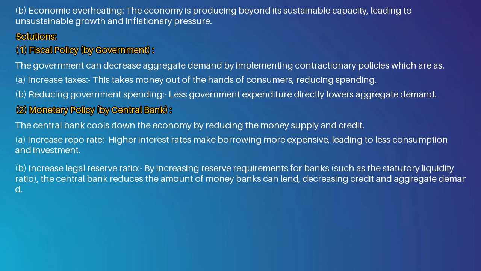2. Monetary policy, by central bank. The central bank cools down the economy by reducing the money supply and credit. A. Increase repo rate. Higher interest rates make borrowing more expensive, leading to less consumption and investment. B. Increase legal reserve ratio. By increasing reserve requirements for banks, such as the statutory liquidity ratio, the central bank reduces the amount of money banks can lend, decreasing credit and aggregate demand.